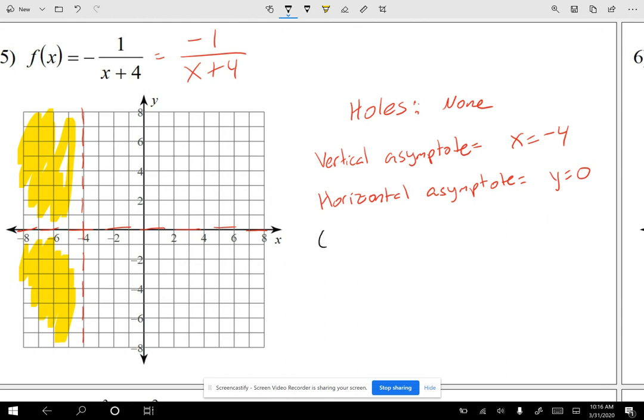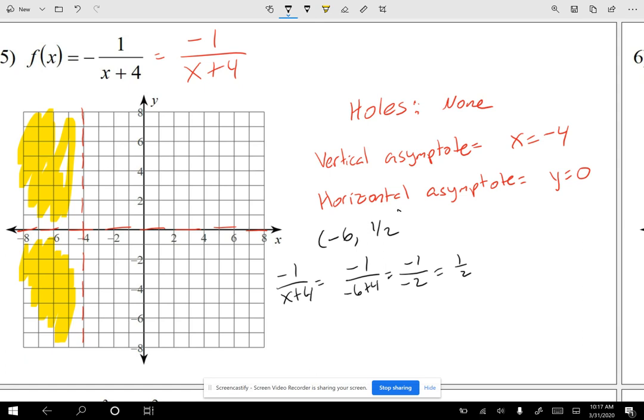Let me choose, I'm not going to do negative 5 because the point of negative 5 is an easy point. Let me do something like negative 6. I just want to know in which section is that point. So if I do negative 6, any point to the left of negative 4. My equation is negative 1 over x plus 4. Since I said x equals negative 6, I have negative 1 over negative 6 plus 4, or negative 1 over negative 2. So that gives me 1/2.